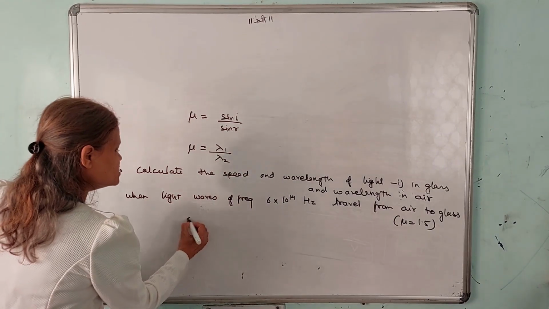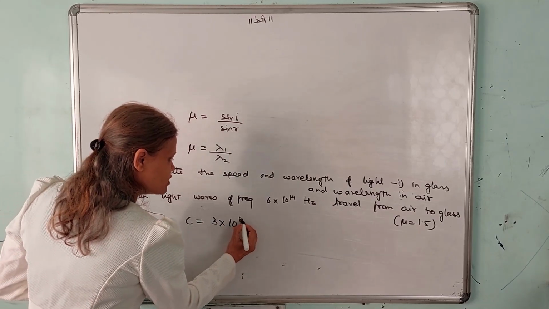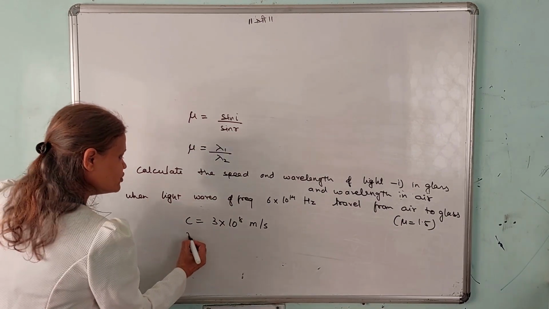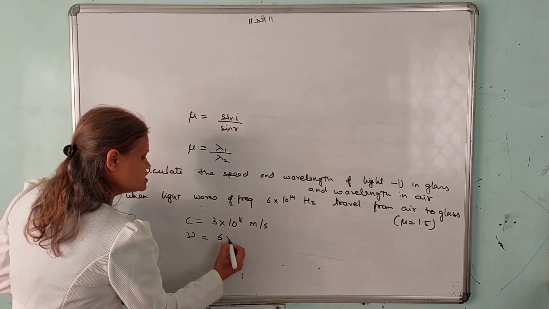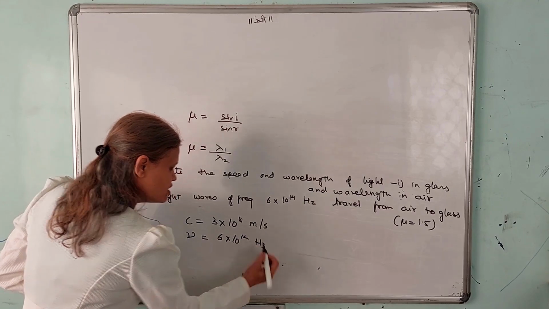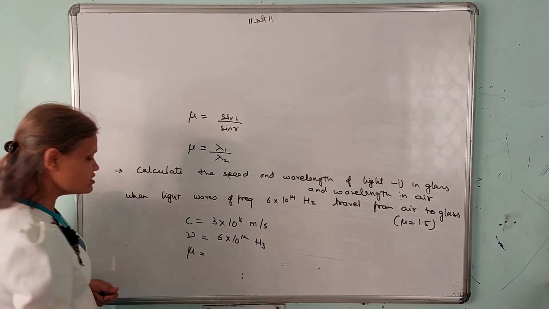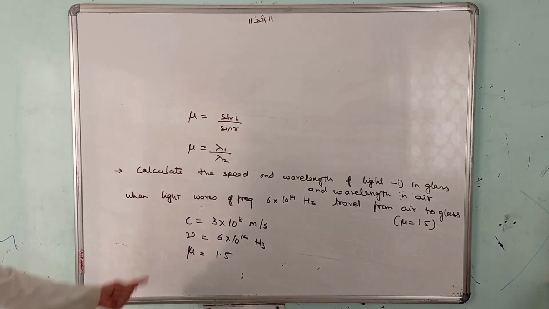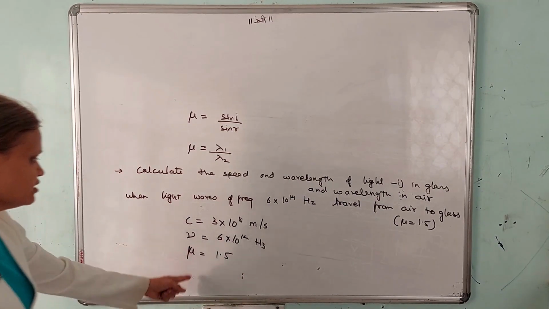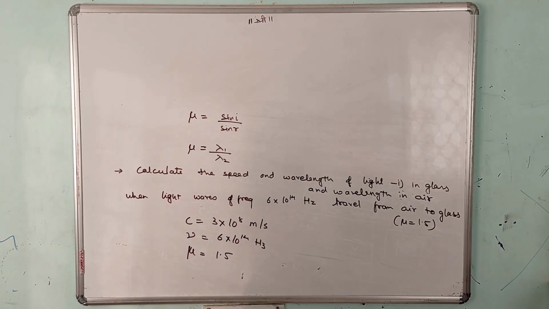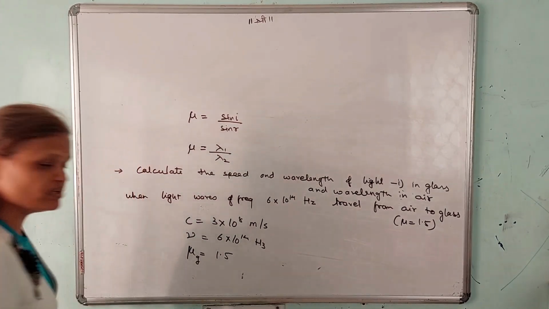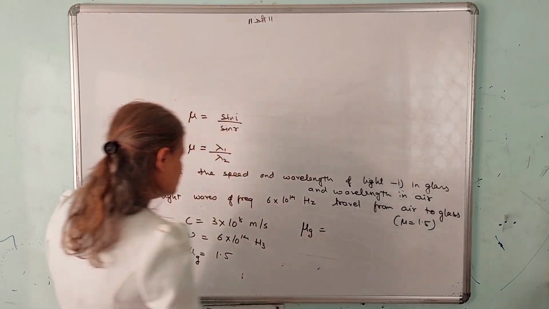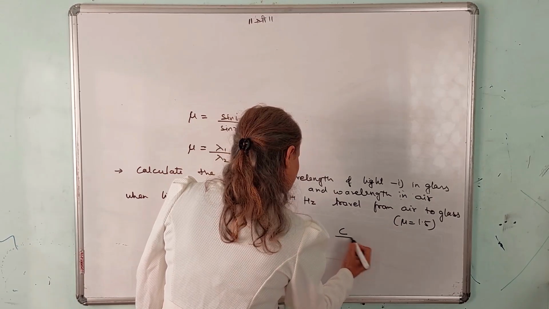Now see, what we know is C equals 3 into 10 raised to 8 meter per second as the speed of light in air. Now we know the frequency, 6 into 10 raised to 14 hertz, and we know the refractive index of glass, that is 1.5. Now this is the absolute refractive index, so I have not denoted any suffix there. You can write mu g with respect to air if you want. So we can use the formula mu g is equal to C by V.